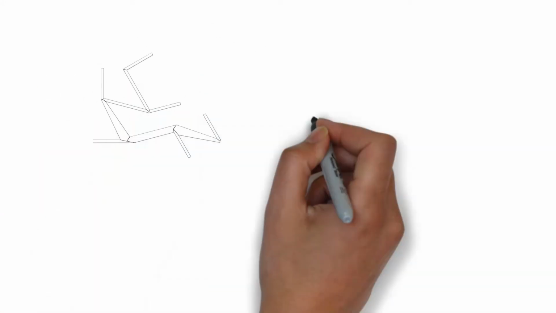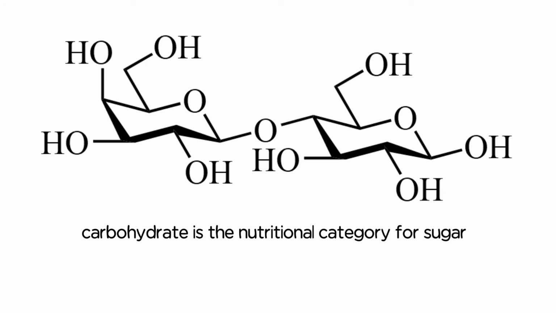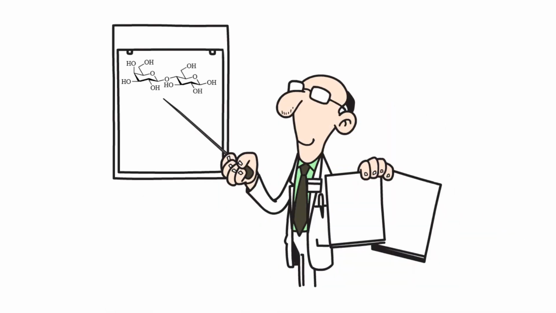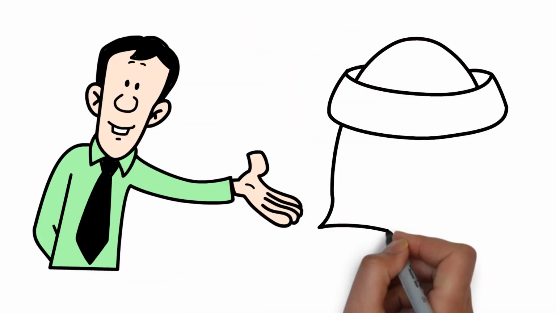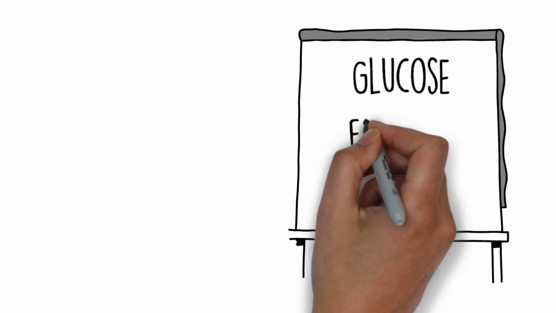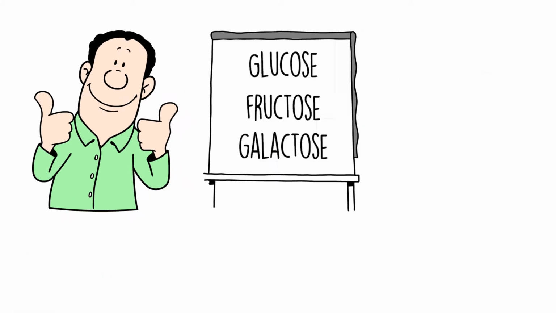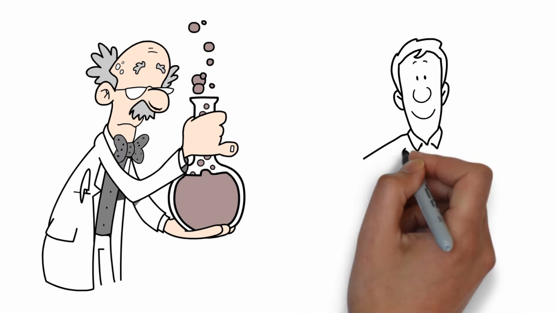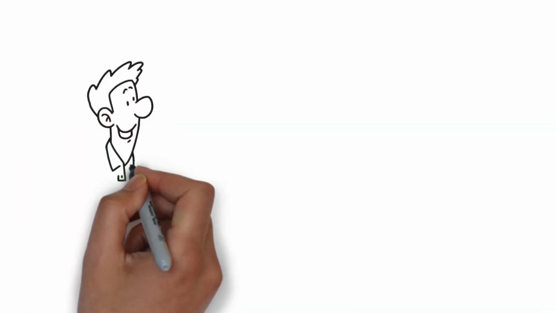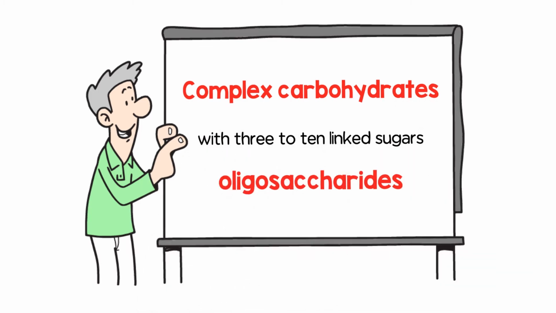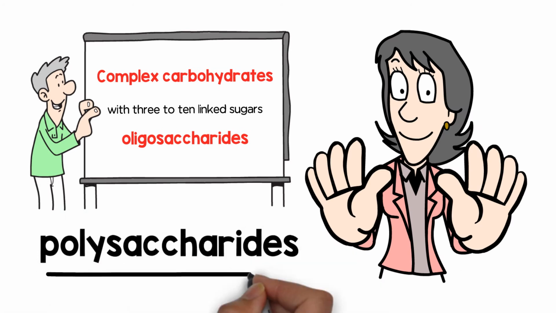First of all, carbohydrate is the nutritional category for sugars and molecules that your body breaks down to make sugars. Carbohydrates can be simple or complex, depending on their structure. This is a simple sugar, or monosaccharide. Glucose, fructose, and galactose are all simple sugars. Link two of them together, and you've got a disaccharide: lactose, maltose, or sucrose. Complex carbohydrates, on the other hand, have 3 or more simple sugars strung together. Complex carbohydrates with 3 to 10 linked sugars are oligosaccharides. Those with more than 10 are polysaccharides.